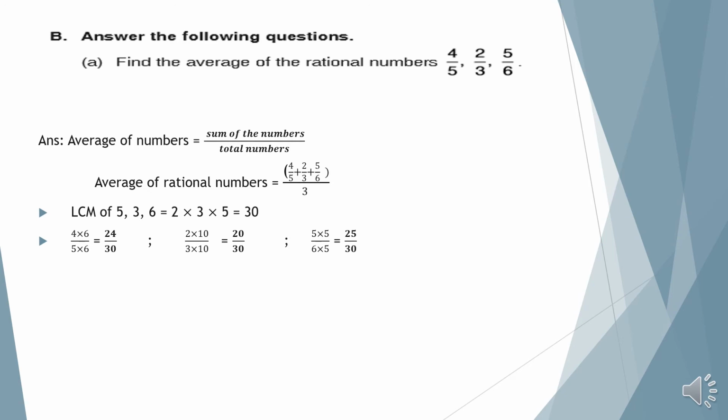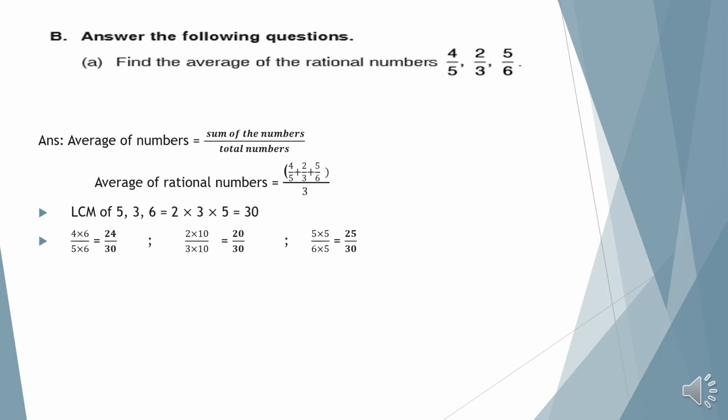Now, the third rational number is 5 upon 6. Similarly, we have to multiply numerator as well as denominator by 5, which gives us 25 upon 30. Now, see, we have to sum the rational numbers 4 by 5, 2 by 3 and 5 by 6. Also, 24 by 30 is the equivalent form of 4 by 5. 20 upon 30 is equivalent to 2 by 3. And 25 upon 30 is equivalent to 5 upon 6.